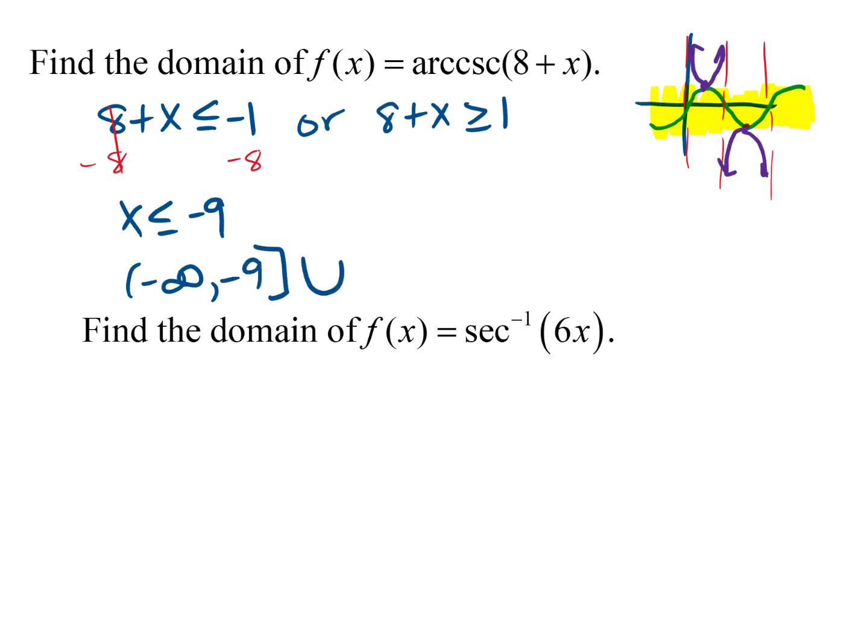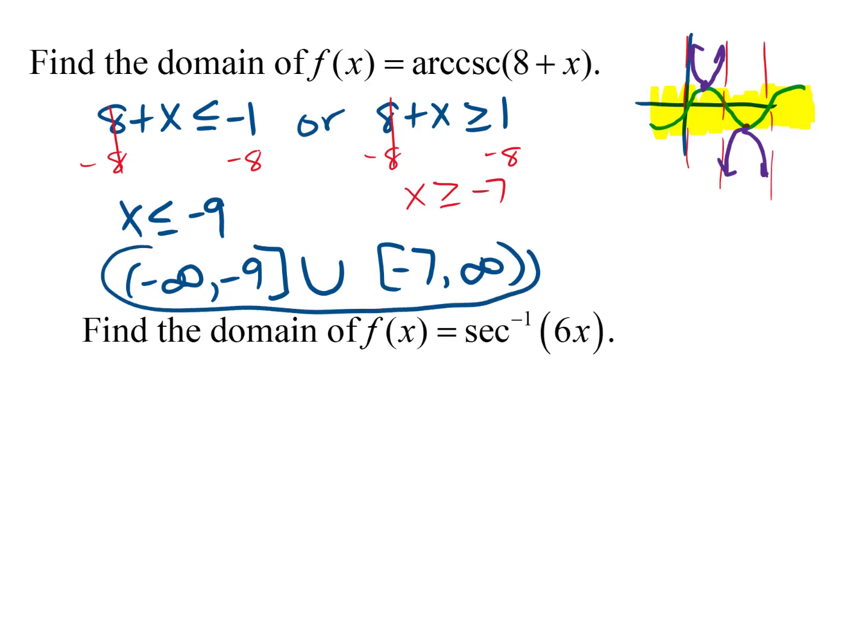And then we need to put that interval together with the other interval we find from looking at the other piece of this. So when we subtract 8 from both sides, we have x is greater than or equal to -7. So the way we would write that is we would start at -7 and go greater. So our answer is the union of those two intervals.